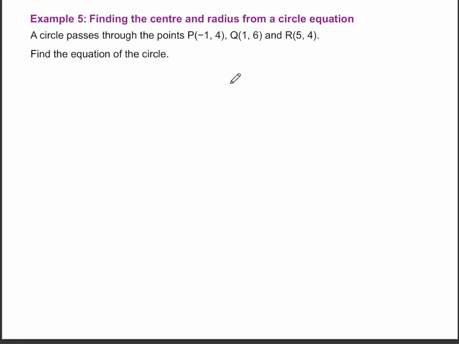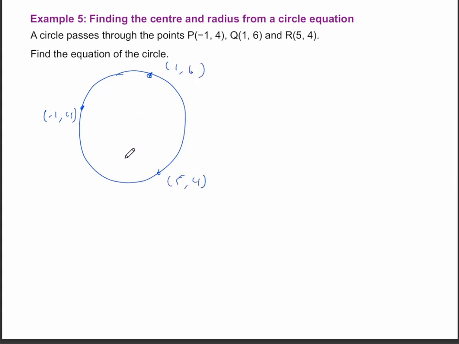Next, a circle passes through the points P (-1, 4), Q (1, 6), and R (5, 4). Find the equation of the circle. So we have a circle right here where we have, let's just say, R, P, and Q. So -1, 4, 1, 6, and 5, 4.